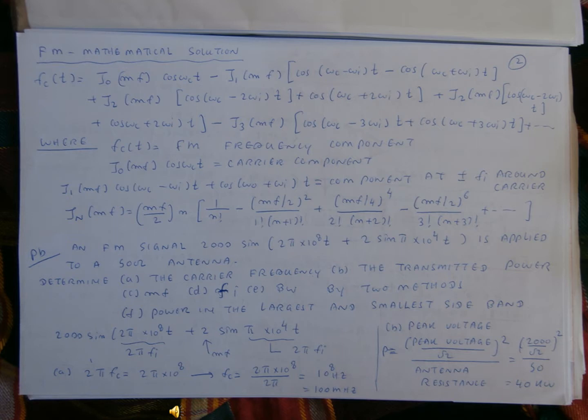So 2000 sin(2π × 10^8 t + 2 sin(π × 10^4 t)). Here mf is 2, and 2πfm is π × 10^4. 2πfc is equal to 2π × 10^8, so fc is 10^8 hertz, also 100 megahertz. And the power P value is the peak voltage divided by root 2, the whole square, divided by the resistance. That is 2000 divided by root 2, the whole square, divided by 50, which is 40 kilowatts.